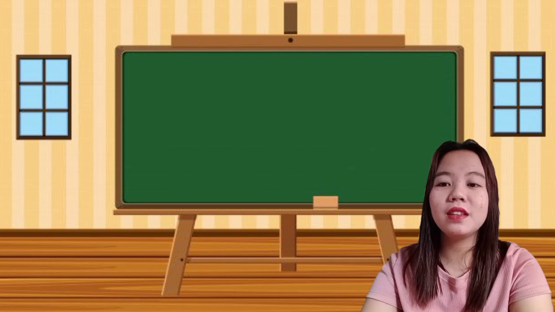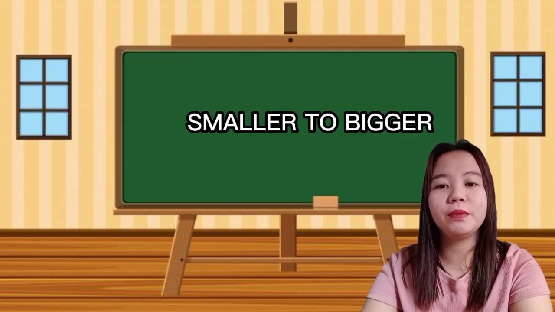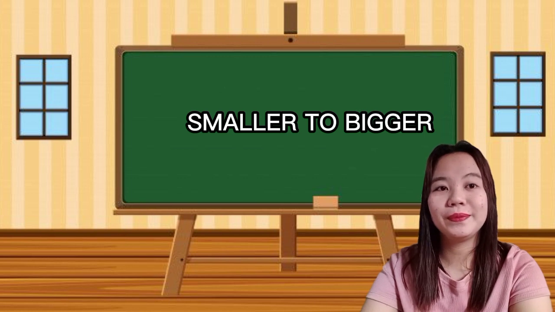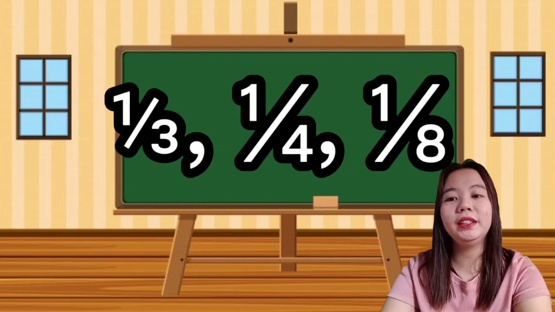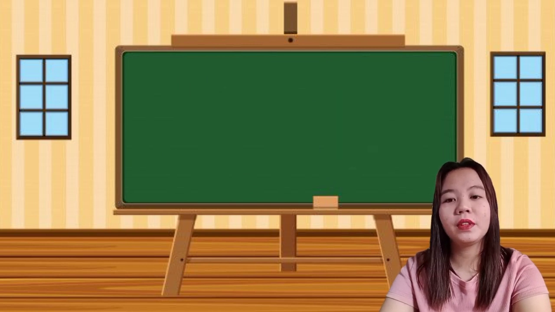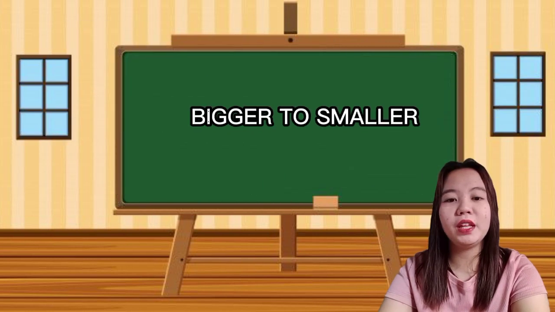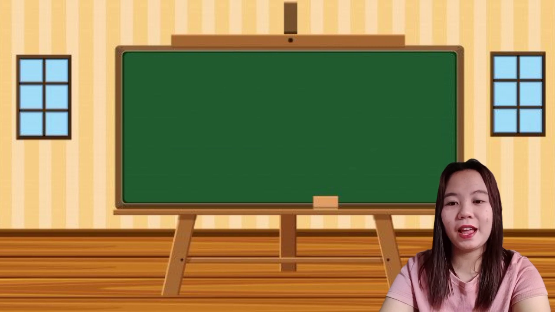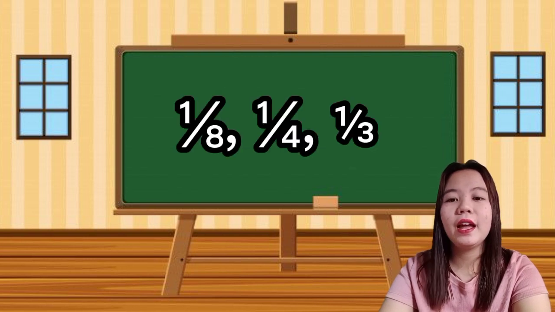Now, let's arrange them in order from the smaller to bigger shares of the pizza. The 1/3, 1/4, and 1/8. So next, let's arrange them in order from bigger to smaller shares of pizza. The 1/8, 1/4, and 1/3.